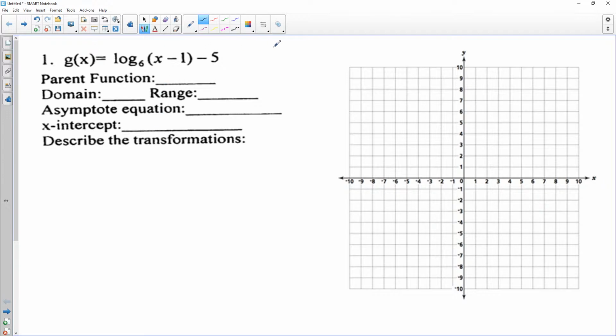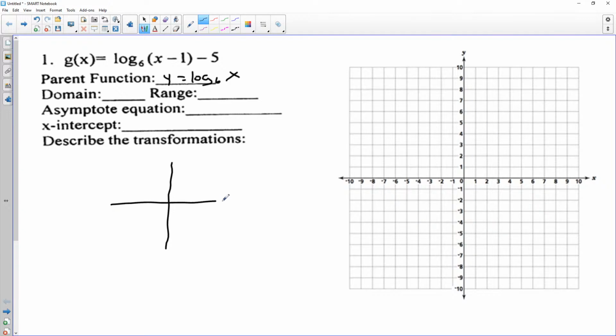If I take away all of that, which for us is just this minus 1 and this minus 5, what I'm left with is, and I'm just going to use a y instead of a g of x, y equals the log base 6 of x. This is the parent function. We said in the video that this is related to exponentials in a way. It's actually the inverse of an exponential. So before we talk about the rest of these questions, I just wanted to quickly recap what an exponential would look like.